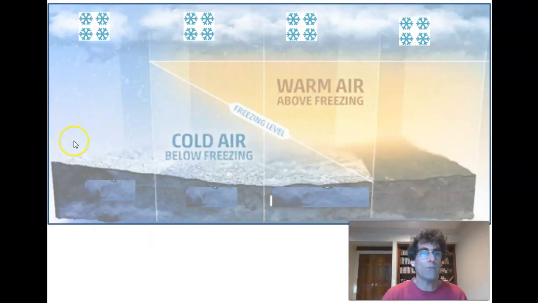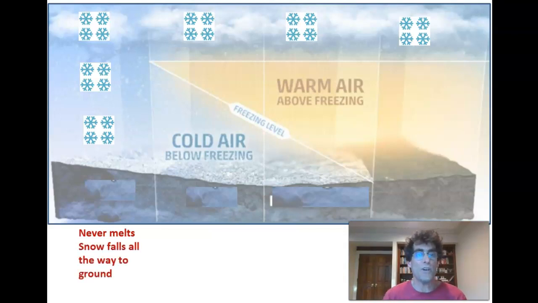And over here on the left side of the drawing, it's cold all the way down. So it just stays snow all the way down. It never melts. There's no warm air anywhere close. So that's where you get the snow. The snow falls all the way to the ground.